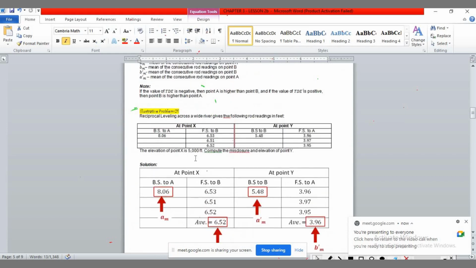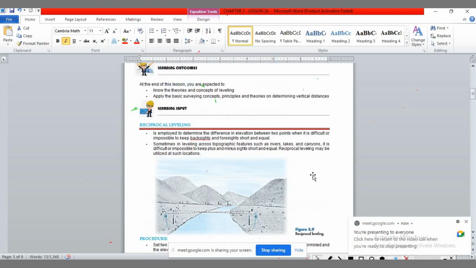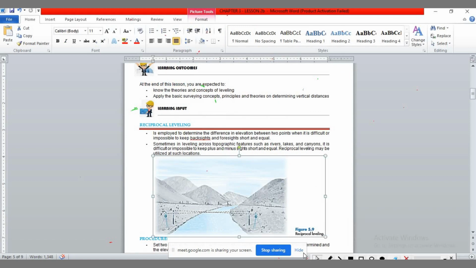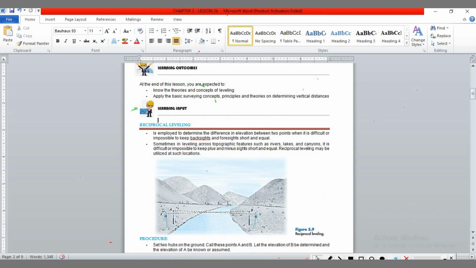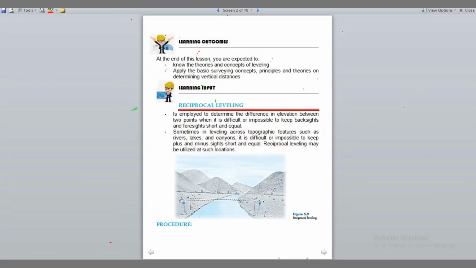Meron tayong tinatawag na reciprocal leveling. What is this reciprocal leveling? This is employed to determine the difference in elevation between 2 points when it is difficult or impossible to keep back sides and fore sides short and equal.